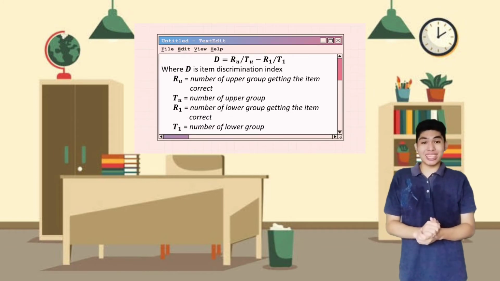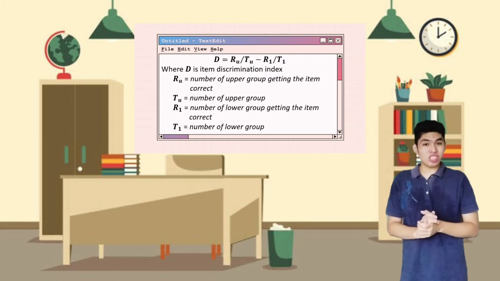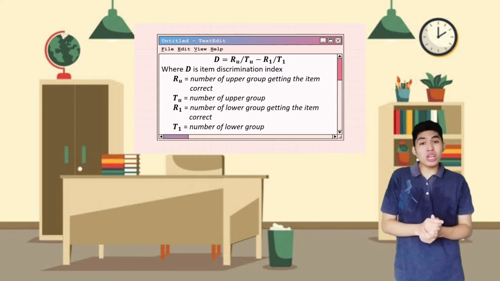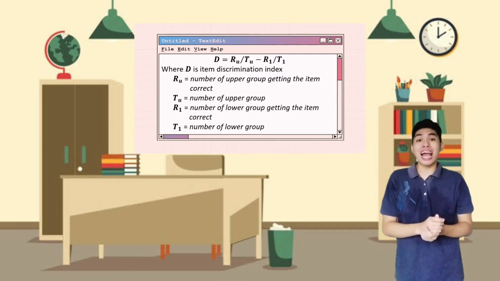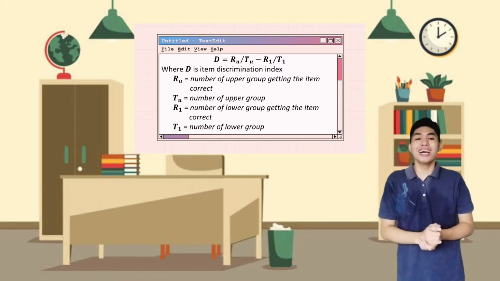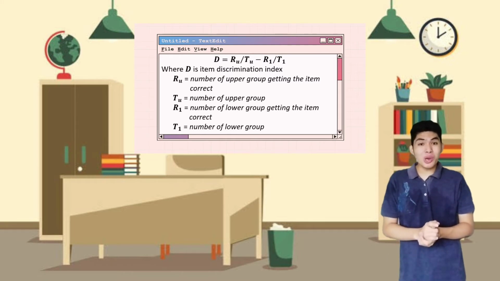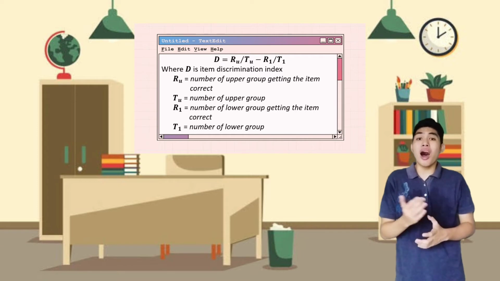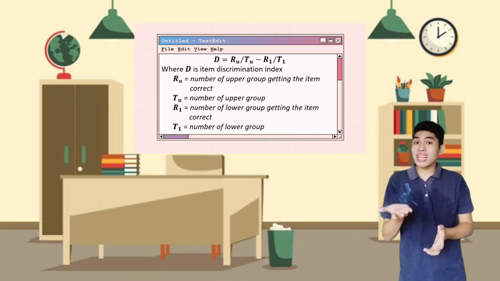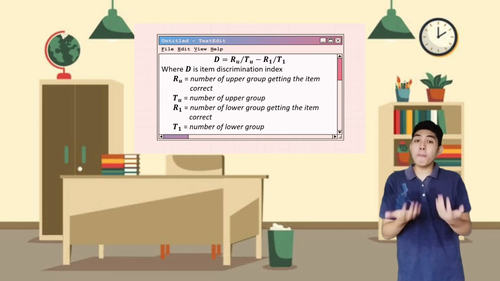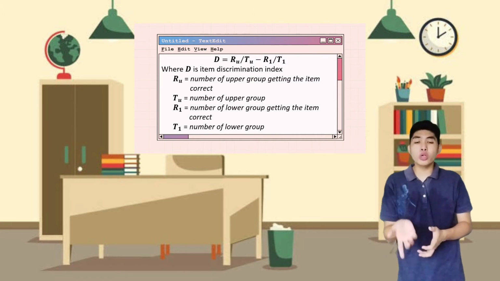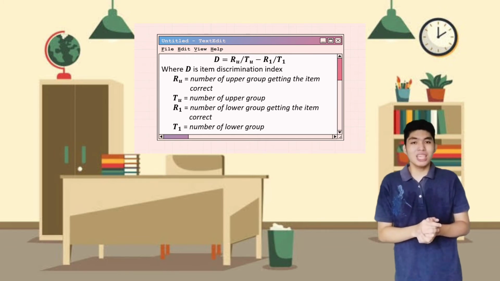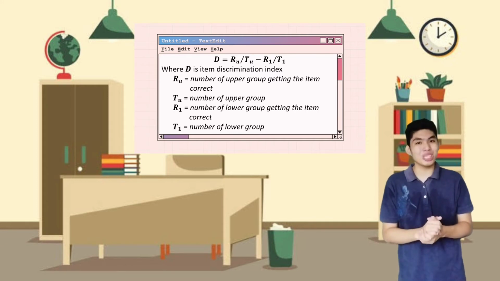Calculation of the discrimination index therefore requires obtaining the difference between the proportion of the high-scoring group getting the item correctly and the proportion of the low-scoring group getting the item correctly, using the simple formula. D is equal to RU over TU minus RL over TL, where D is the item discrimination index, RU is the number of the upper group getting the item correct, TU is the number of the upper group, RL is the number of the lower group getting the item correct, and of course TL is the number of the lower group. Just follow the simple formula and you'll get the discrimination index.